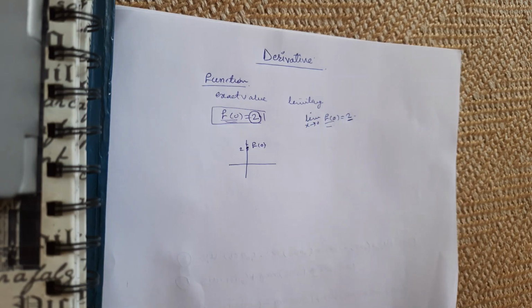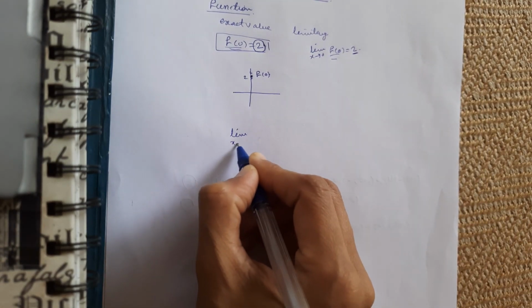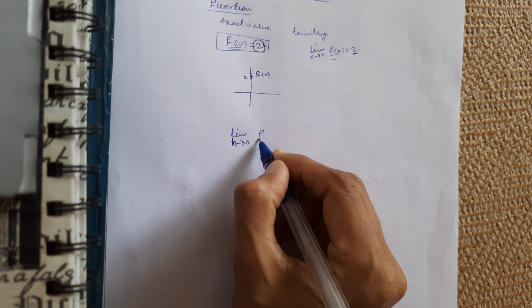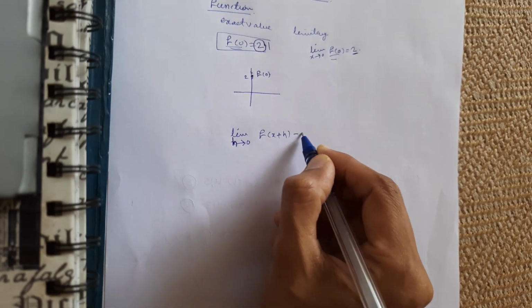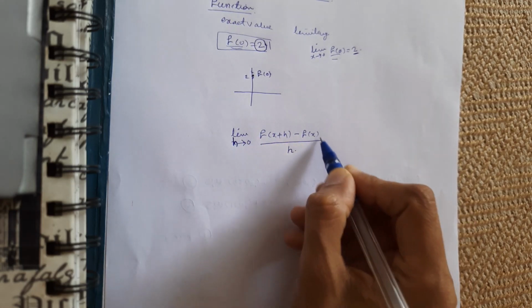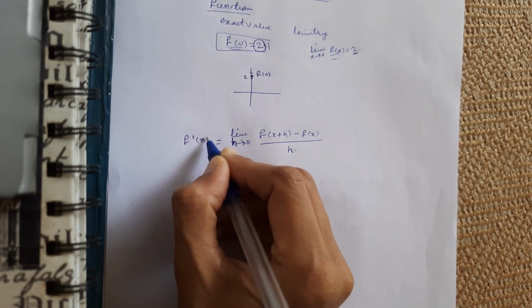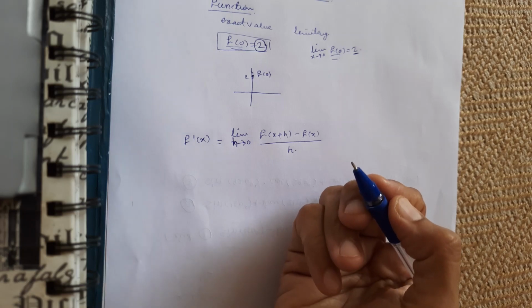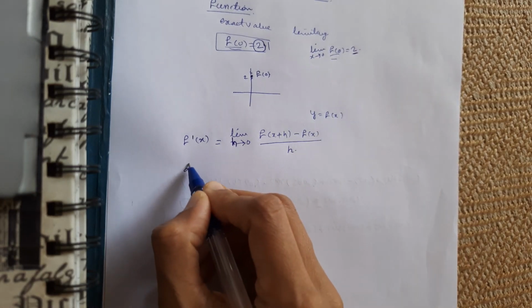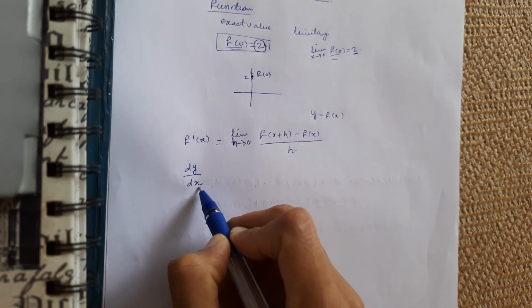Okay, from there we have also seen that if we find the limit h tends to 0, f of x plus h minus f of x upon h, and we find out the value of this limiting value, then this is called the derivative of f of x and is denoted by f dash of x. Okay, and if we denote y equals f of x, then this is also written as dy by dx, the derivative of y with respect to x.